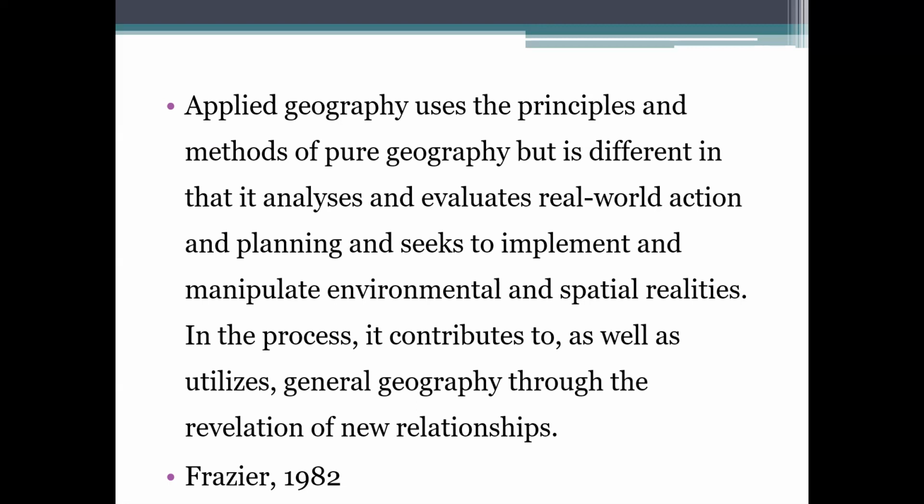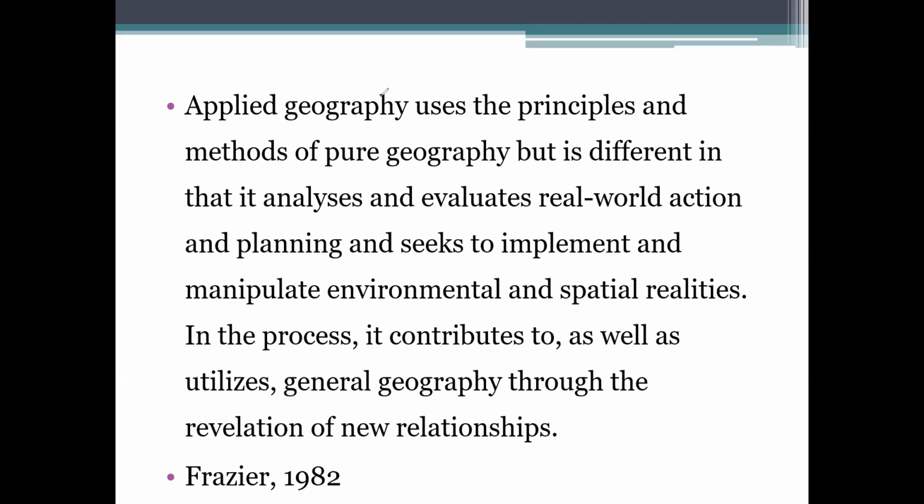That is one thing. Pure geography does not exist with analysis and evaluation of real-world action and planning, and it is not the role of pure geography to seek, implement and manipulate environmental and spatial problems. That is the difference between applied geography and pure geography. In this process, it contributes to as well as utilizes general geography through the revelation of new relationships. That is the point.